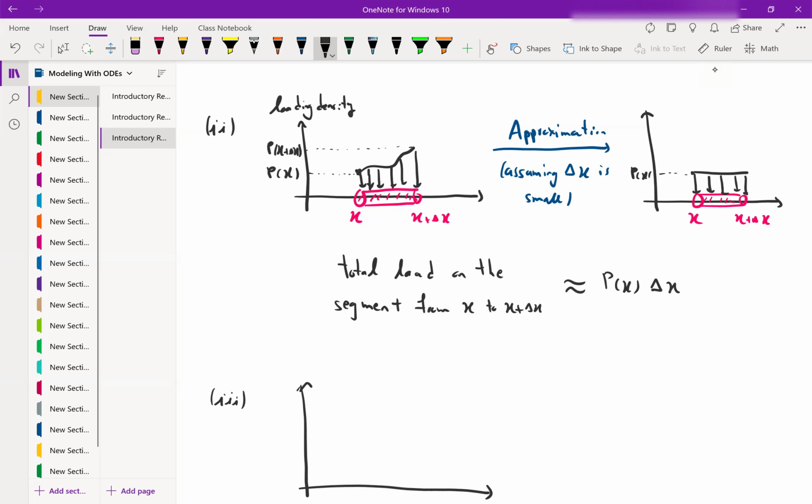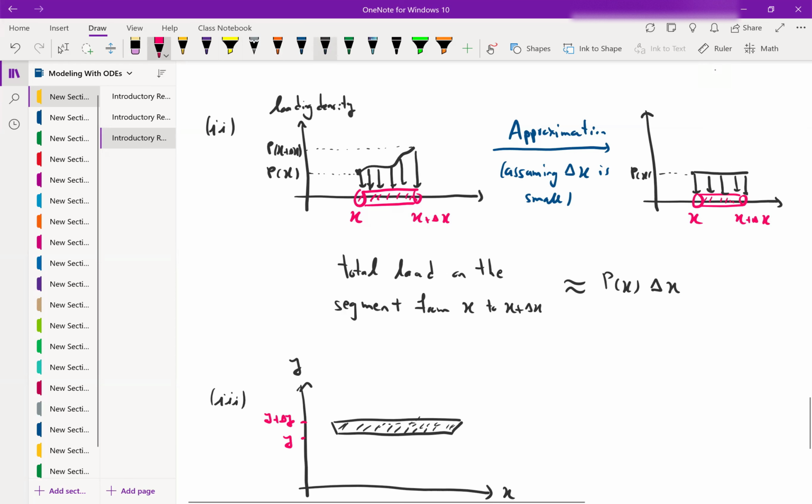Let's say that we have a segment like this. This is the y-axis. This is the x-axis. I'm interested in the area of this segment. And then let's say that this is the y coordinate, and this is y plus delta y. And again, assuming that delta y is small.